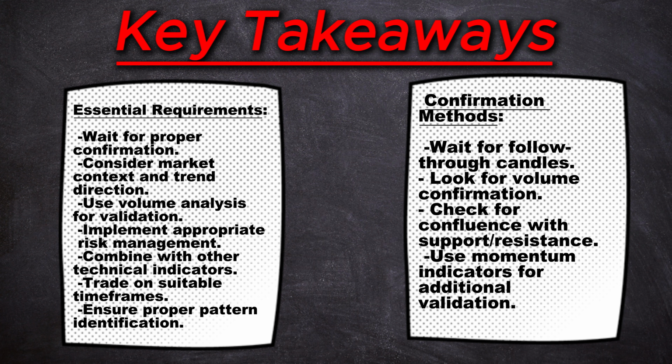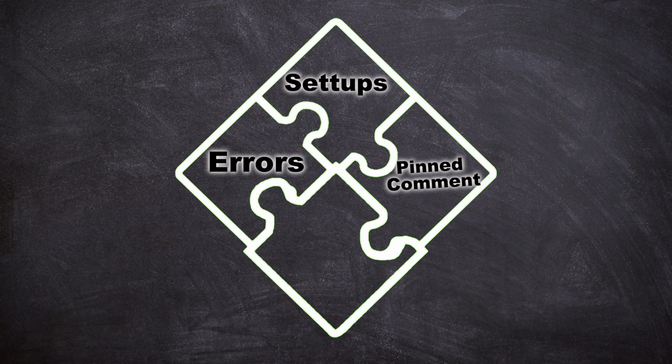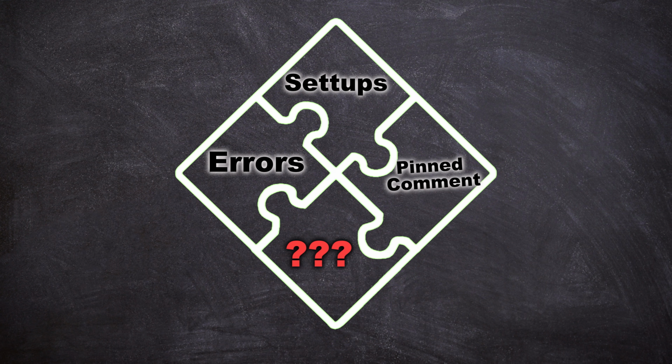Now that you understand why these patterns fail and how to fix them, there's one more piece of the puzzle that can dramatically increase your success rate with every single one of these setups. There's a specific indicator that acts like a filter for all candlestick patterns. It helps you separate the high probability trades from the traps.